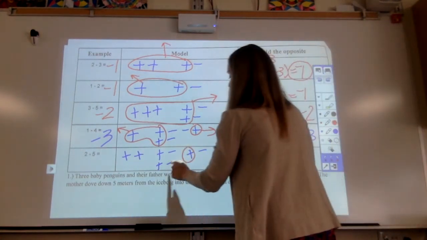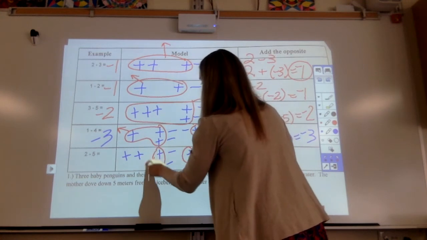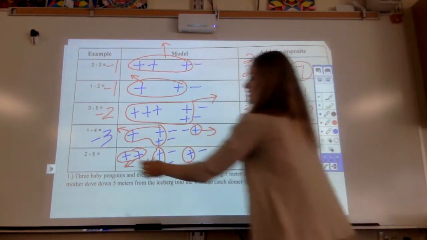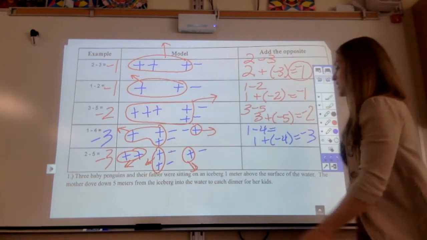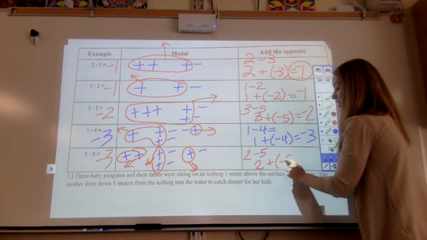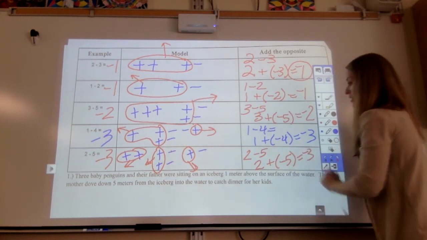So I've got my 1, take it away, 2, 3, 4, 5, take away. What's left? 1, 2, 3 negatives. So I've got negative 3. Again, you can rewrite if you need to. It becomes 2 plus a negative 5, which is negative 3.